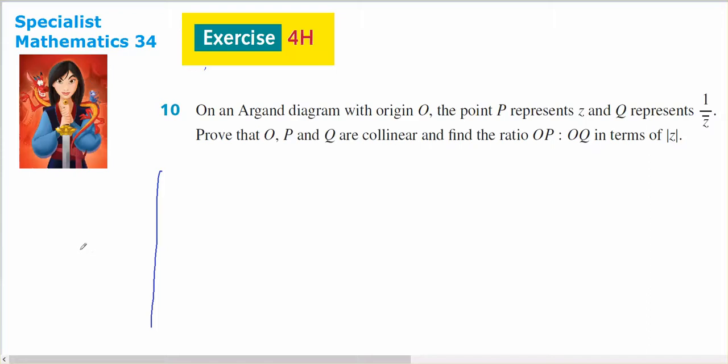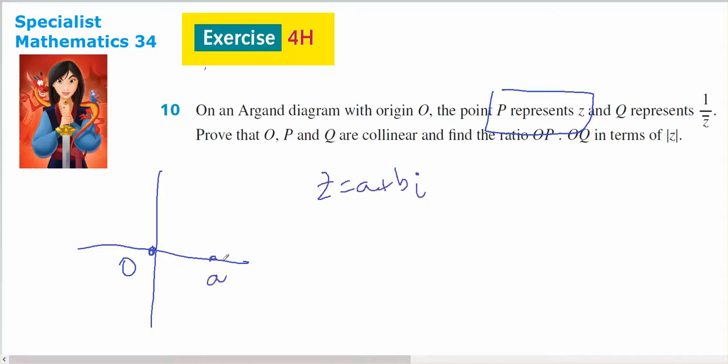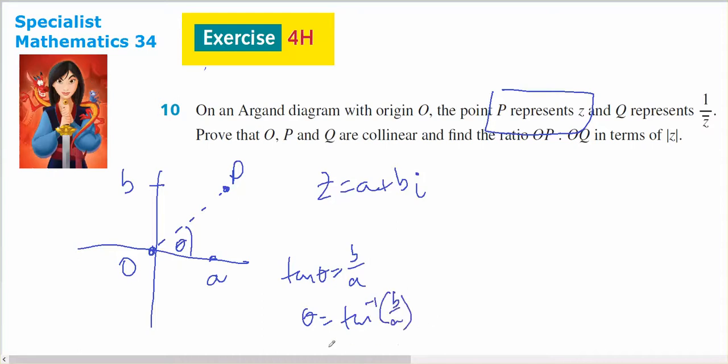I've got the Argand diagram, that's O. Point P represents Z. So if Z equals A plus Bi, that's A and that's B, that's point P there. And this angle, theta, the tan of theta is B on A, therefore theta equals the inverse tan of B on A, which means the gradient is equal to B on A.